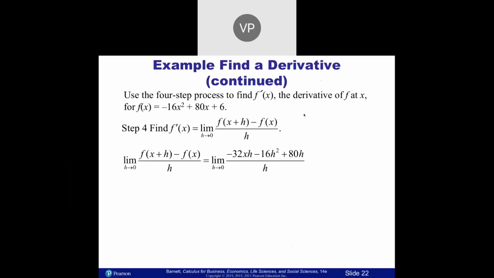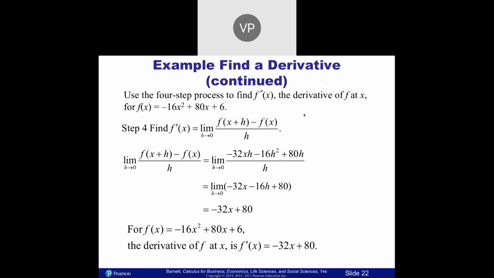So we take that expression we just found, that cleaned up version, everywhere that's an h, we put a 0 in there, and now we're left with one final answer, negative 32x plus 80. And that is the derivative. That's what we found right there. F prime of x equals negative 32x plus 80.